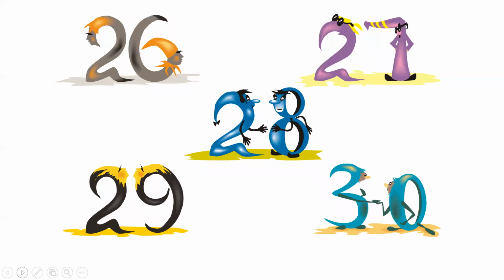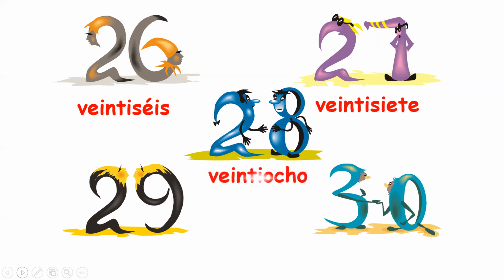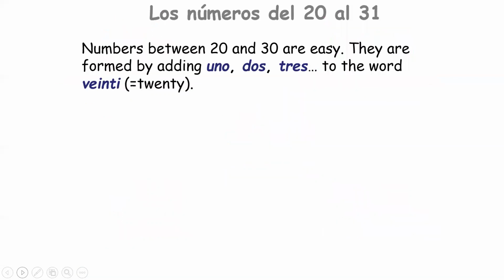Okay, it's 26, 27, 28, 29, 30. So yes, going from 20 up to 30 are super easy. They are formed by simply adding 1, 2, 3 onto the word 20. See how there's a little I there instead of an E? A tiny spell change from the number 20 on its own.